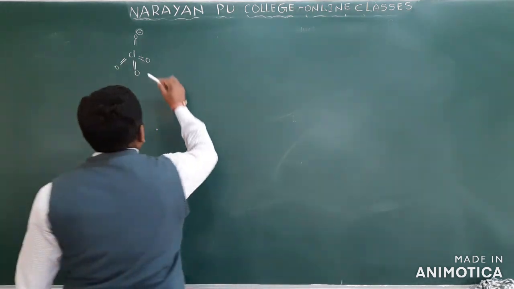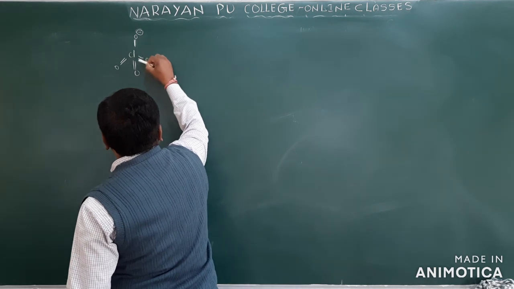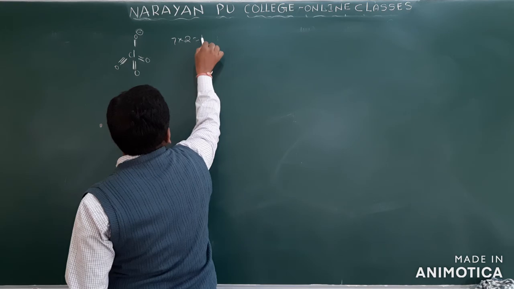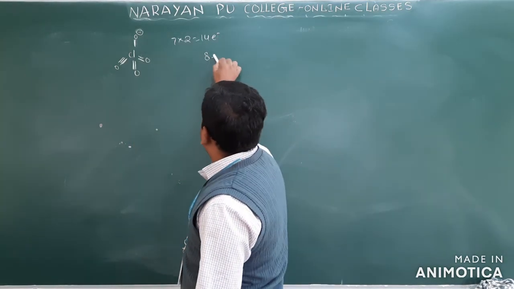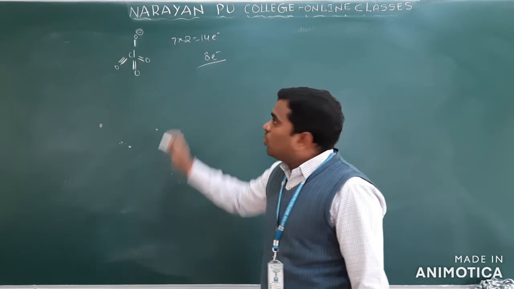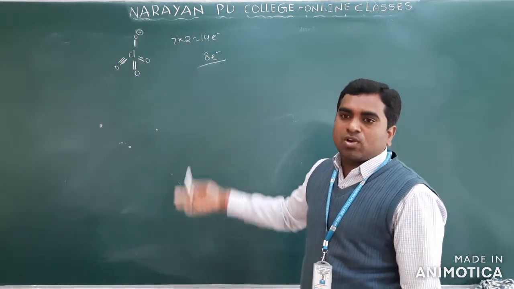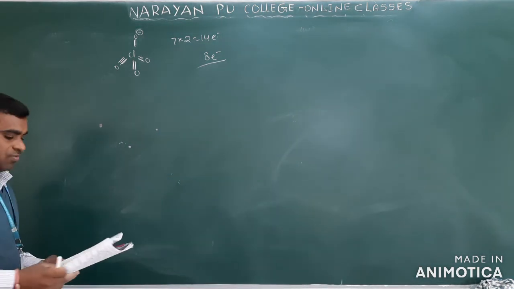Clear? See now, here how many bonds are there? 1, 2, 3, 4, 5, 6, 7. 7 into 2, how much? 14 electrons are there. What is the octet? Octet means how many electrons should be there? 8 electrons. So what is it? More than 8 electrons means hypervalent. So that's why that's our answer.